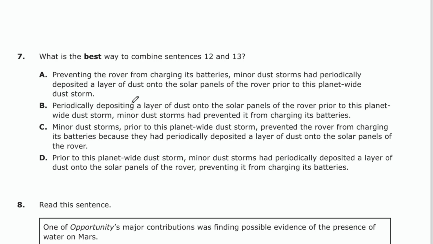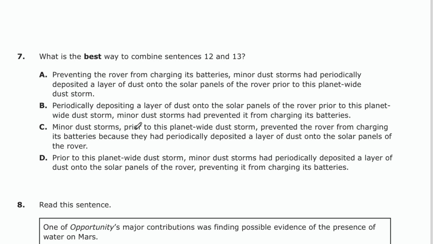B, periodically depositing a layer of dust onto the solar panels of the rover prior to this planet-wide dust storm. Prior to this planet-wide dust storm, minor dust storms had prevented it from charging. Now that just seems a little awkward and extra wordy. I don't think that's going to be right.